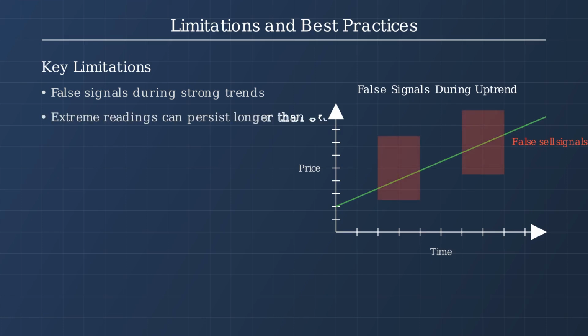Second, extreme readings in the Connors RSI can persist longer than expected, especially during extended trends. This may lead to traders entering positions too early. Finally, the Connors RSI performs differently across various market conditions. It tends to work best in range-bound markets and may be less effective during strong trending periods.